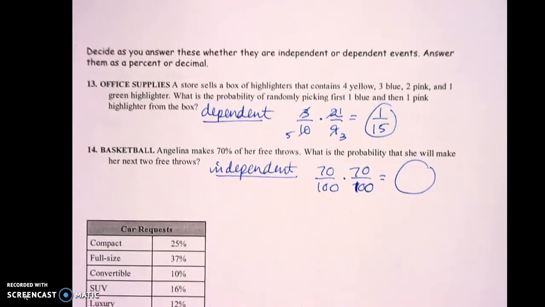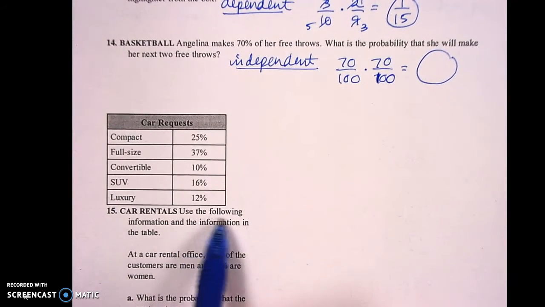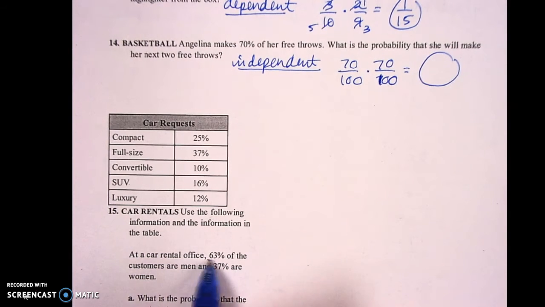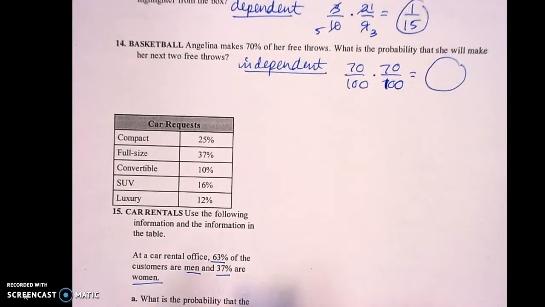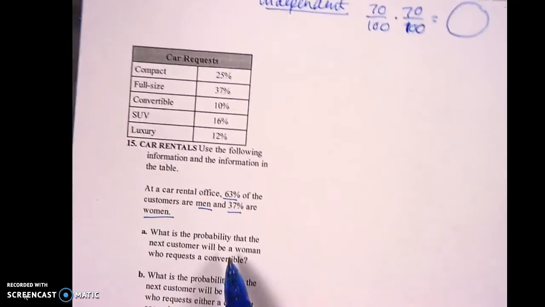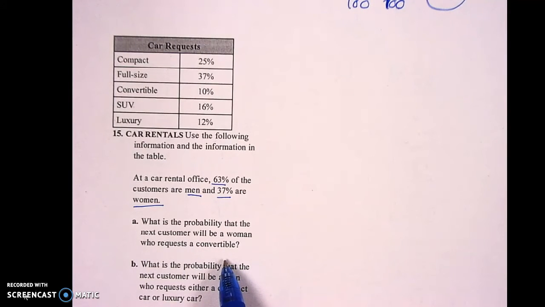And finally, a couple more questions below. This is about car rentals. Use the following information and the information in the table. At a car rental office, 63% of the customers are men and 37% are women. Part A, what's the probability that the next customer will be a woman who requests a convertible? So a reminder, this is compound because we're being asked 2 different things. First of all, what's the probability that a woman comes up next? And then that woman chooses a convertible.